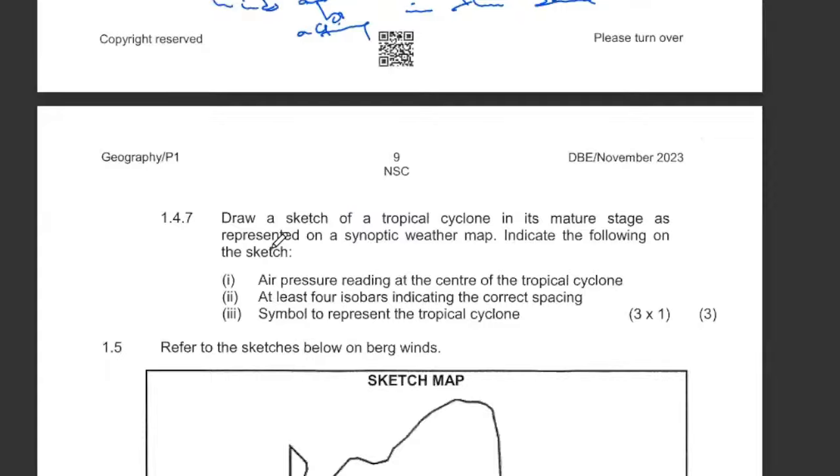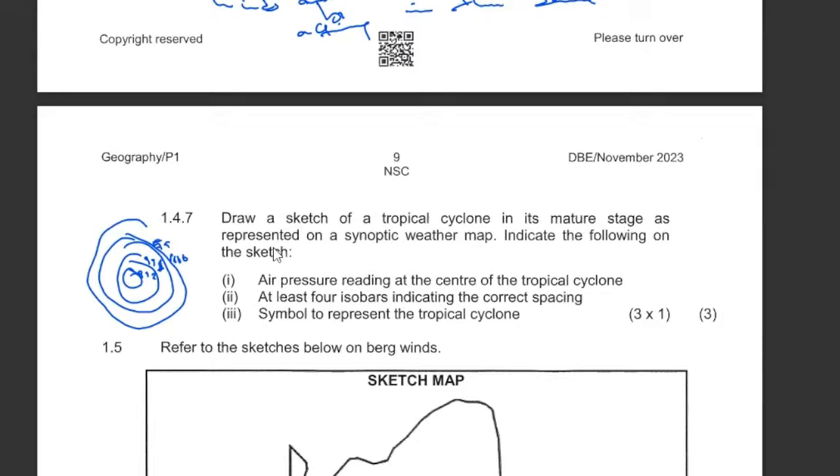Draw a sketch of a tropical cyclone in the mature stage as represented by a synoptic weather map. In the synoptic weather map, we normally have it in a circle where we have isobars. They say at least air pressure reading at the center of the tropical cyclone. So we say this is 992, this is 996, this is 1000, and at least 4 isobars indicating convective spacing.